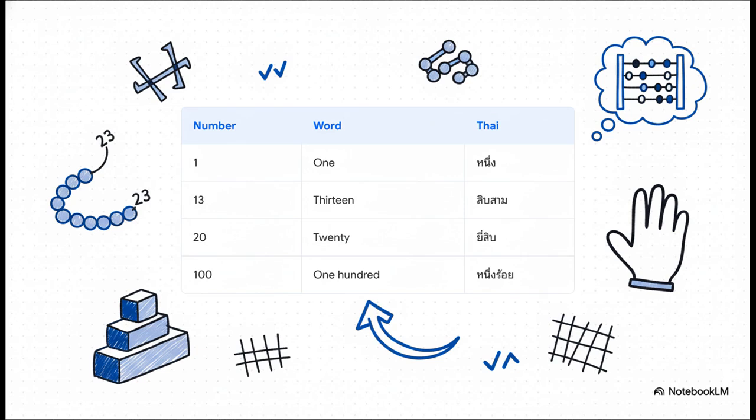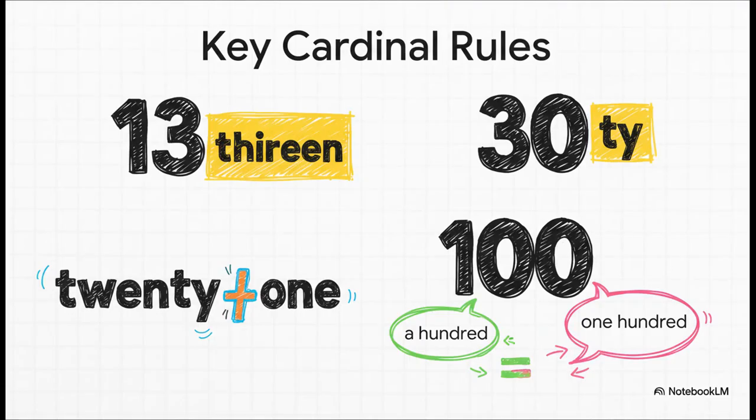Here are some of the basic building blocks. You've got your single digits, like 1, then you move up to the teens, like 13, and the tens, like 20. Mastering these is really the first step to counting absolutely anything in English. And the good news is, there are some patterns here that make it a whole lot easier. Numbers from 13 to 19, they all share that teen ending. And the tens, like 20, 30, 40, they all end in T.